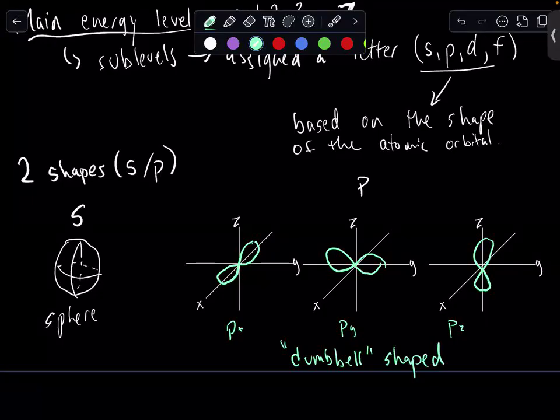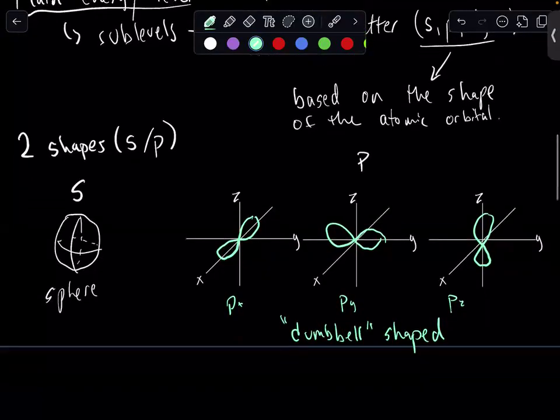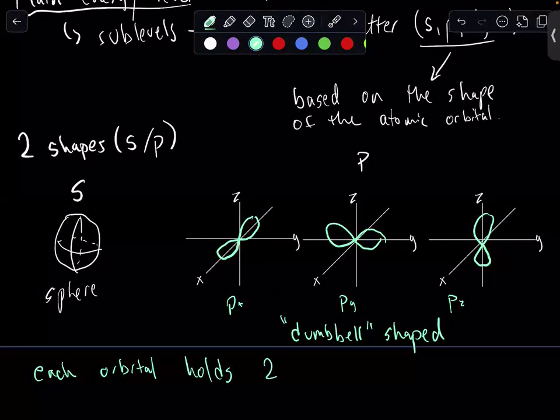So these are the shapes of the orbitals that you do need to know. One other thing about these orbitals is each orbital holds two electrons. So that means for the S, we could have two electrons, and each P could have two electrons.